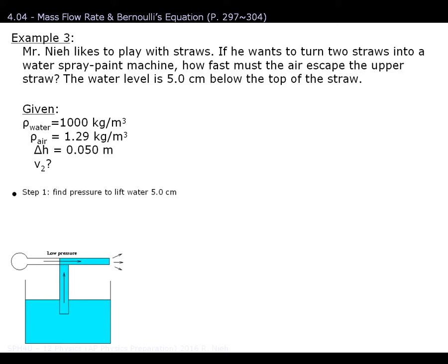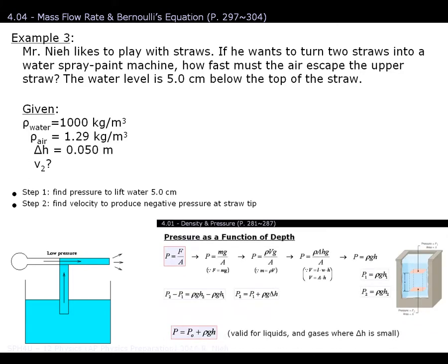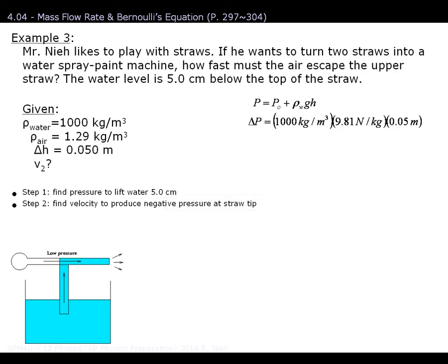So the first thing I need to do is to figure out what is the change in pressure required to lift the water up by 5 centimeters. Next, we need to find out the speed of air required to produce this negative pressure to draw the water up by 5 centimeters. So the first equation we'll use comes from an earlier video, which is called the pressure as a function of depth equation. So we're trying to find out the difference in pressure required to lift the water up by 5 centimeters. And that difference in pressure, in this case over here, works out to 490 pascals.